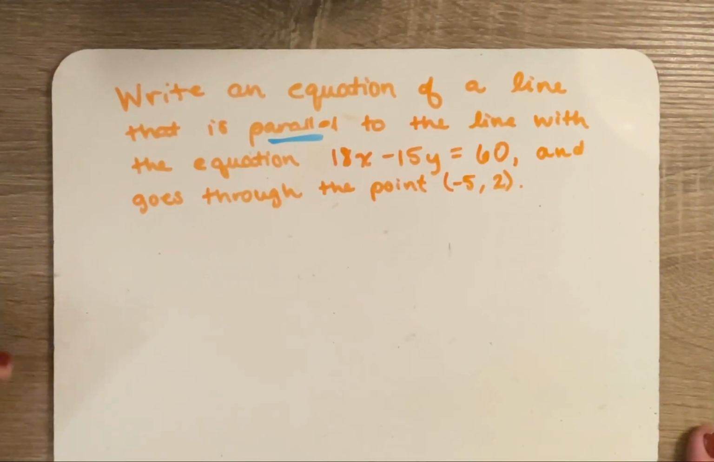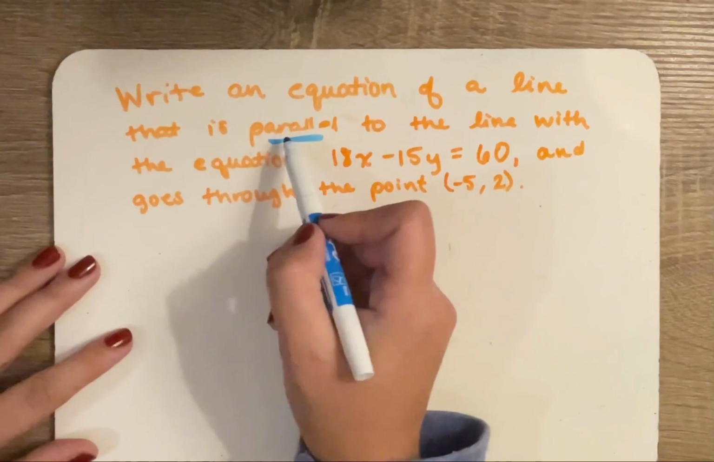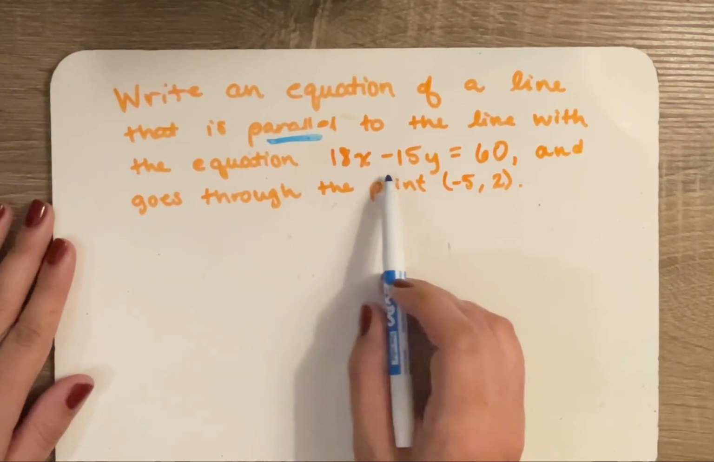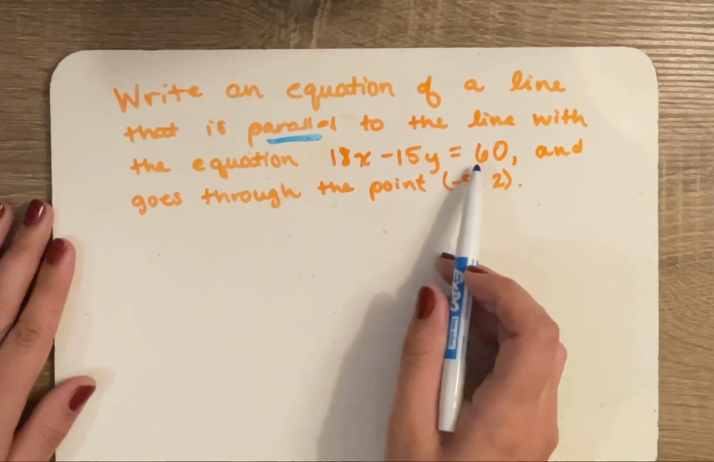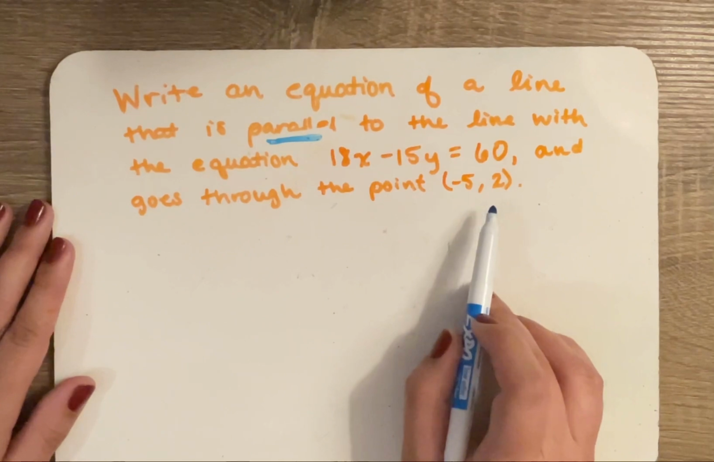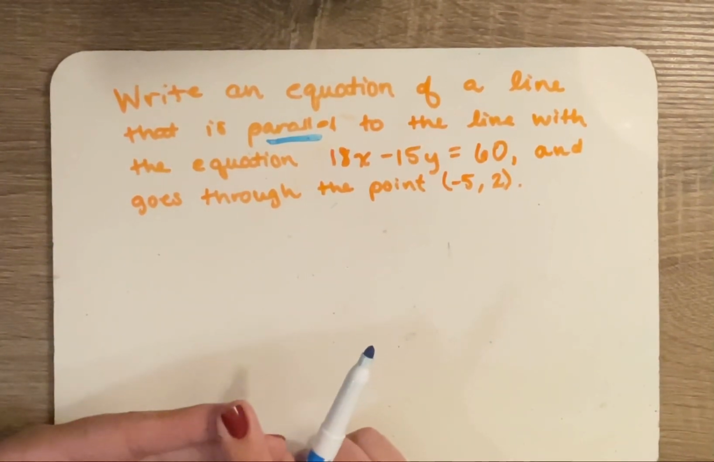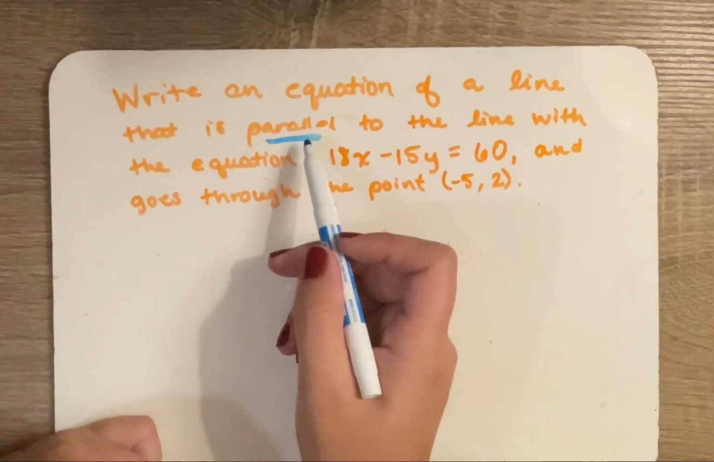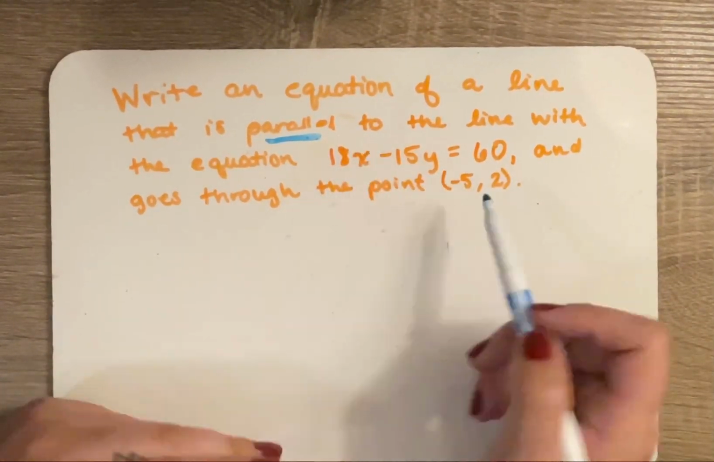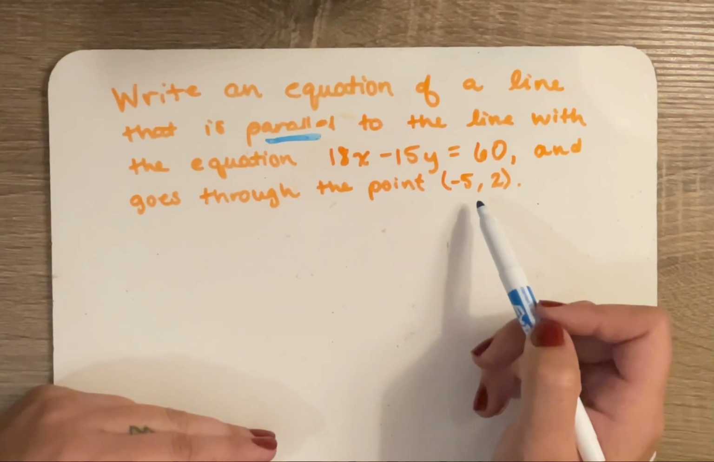This question is asking us to write an equation of a line that is parallel to the line with the equation 18x minus 15y equals 60 and goes through the point -5, 2. So there are two things that we need to think about here. We need to think about a parallel line, meaning having the same slope as this line, and it has to go through this point specifically.